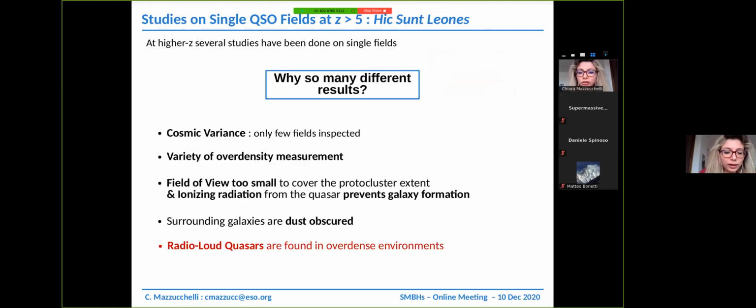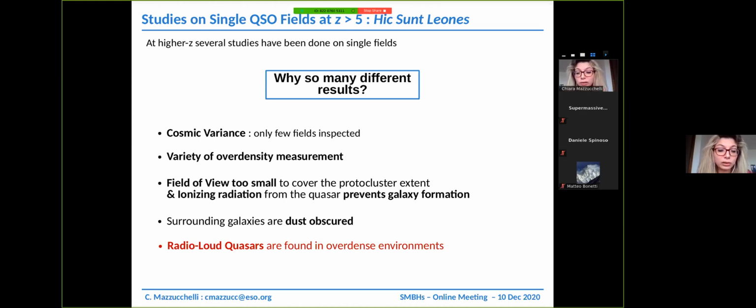So let me just get back to my shopping list here, and I would like to also, I guess, end my talk a bit talking about other very interesting sources. And this point is not really about answering the question of why so many different results, but also about maybe finding a sample of high redshift quasars, which are actually found in overdense environments.